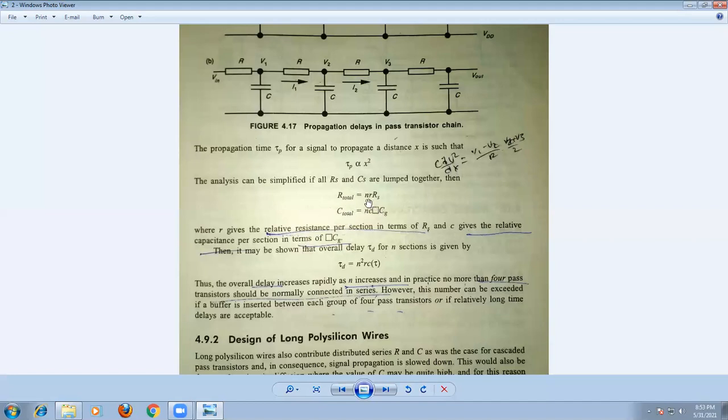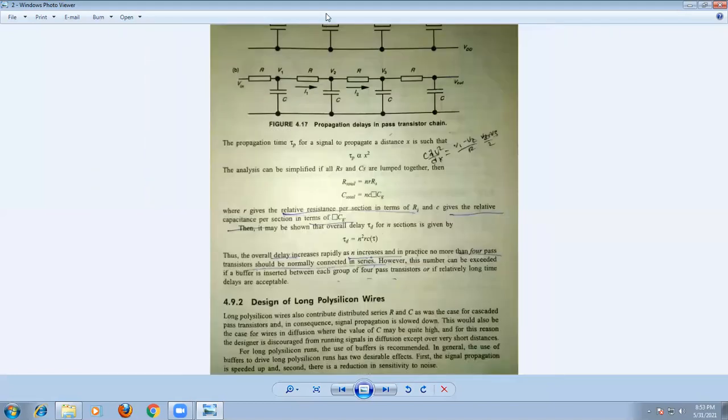In case of NR into NC, it becomes N square into RC. Okay, n square into RC you will get. Just remember. So we are having n square into RC.